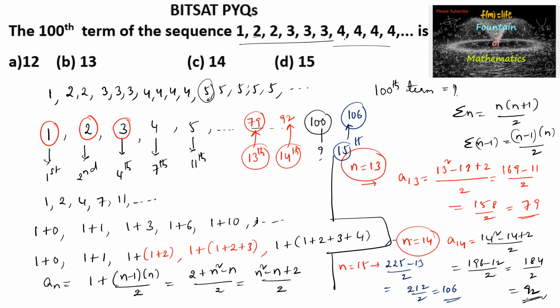So we can say clearly that the 100th number is in the 14th position. In the 15th position the beginning number is 106, and the 14th position started at 92, so 100 will be in between. So we can say 100 is in the 14th term. So the answer is option C.